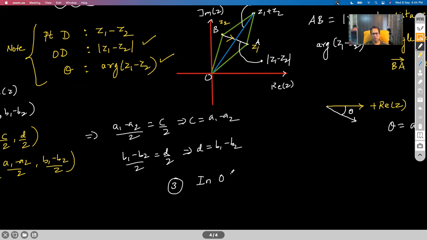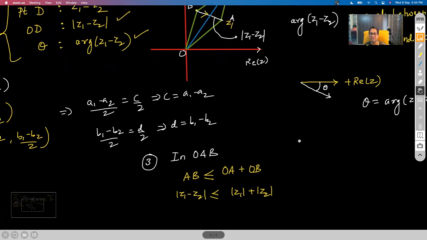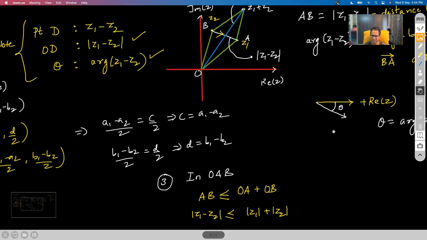In triangle OAB, just focus on that diagram. Can I say AB length will be lesser than the sum of the other two sides? In fact, you can say less than or equal to also, because it needn't always be in the form of a triangle. So can I say mod Z1 minus Z2 will always be less than or equal to mod Z1 plus mod Z2? This is the third triangle law of inequality, which is going to be tested. A lot of questions are framed on this as well. So please note this down.